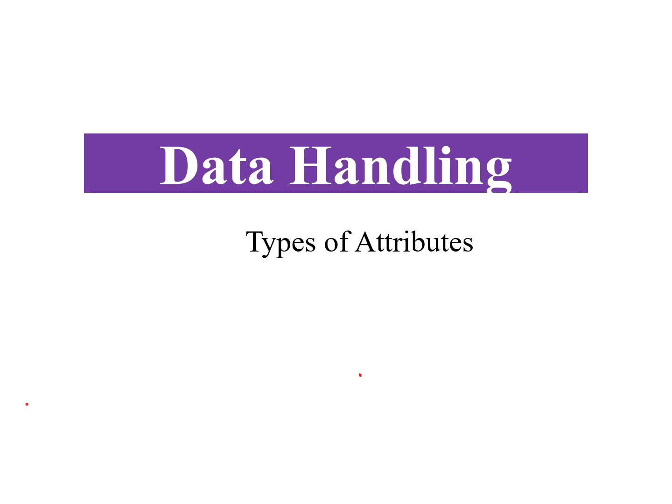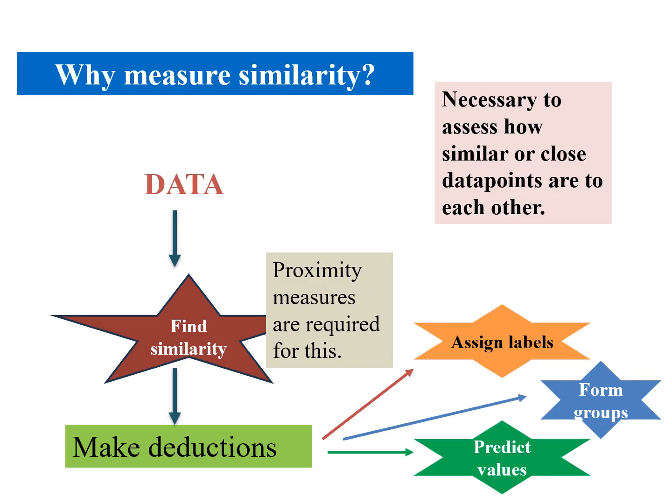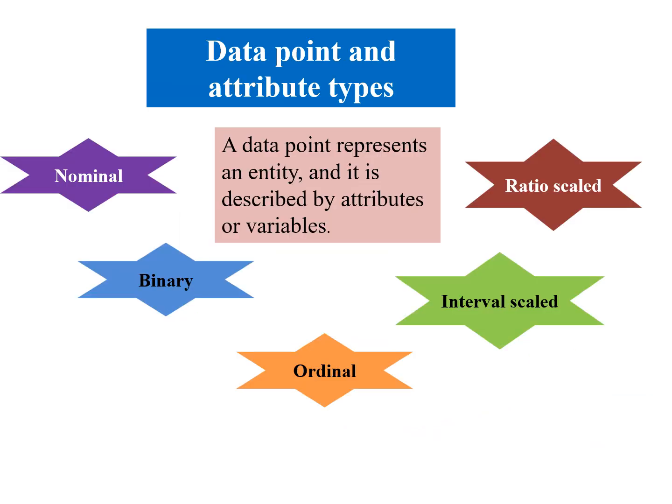Hello. In this video, we'll be talking about the various types of attributes a data point can have. We have seen earlier that measuring similarity between data points or data objects is important because we would want to know how similar two data points are to each other. And for this, proximity measures would be required to make deductions like assigning labels, predicting values, or to form groups or clusters. So before finding the similarity or discussing the similarity measures, we would want to go into some details of the attribute types which a data point can be comprised of.